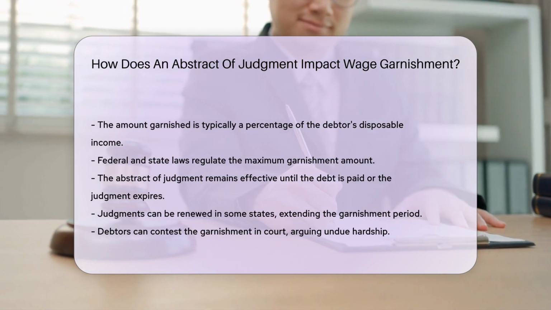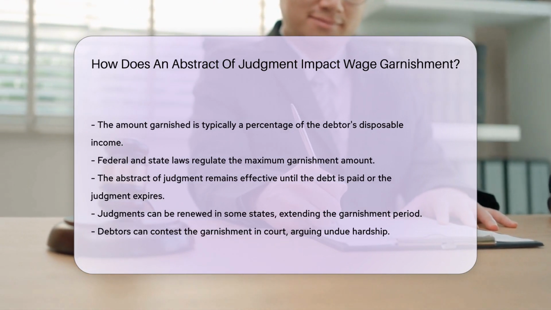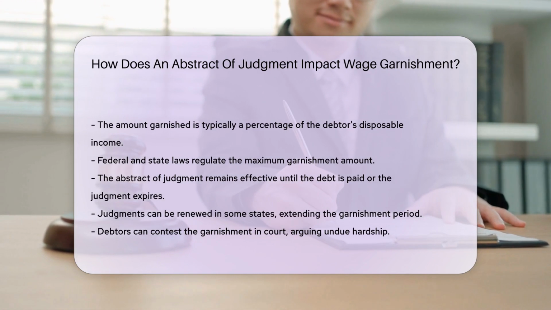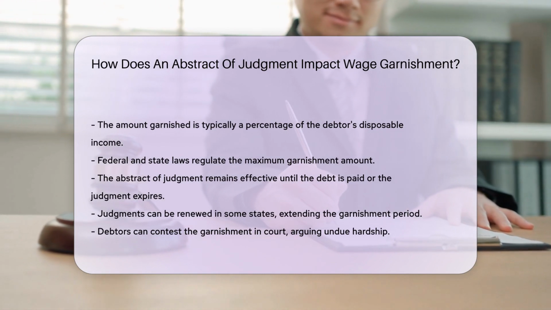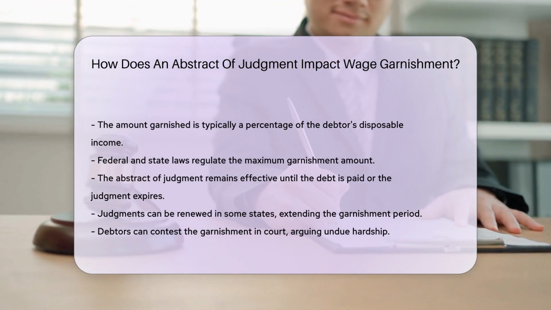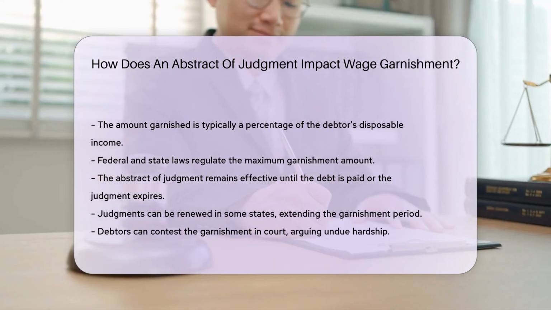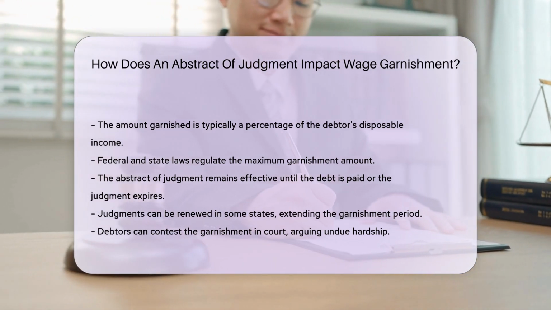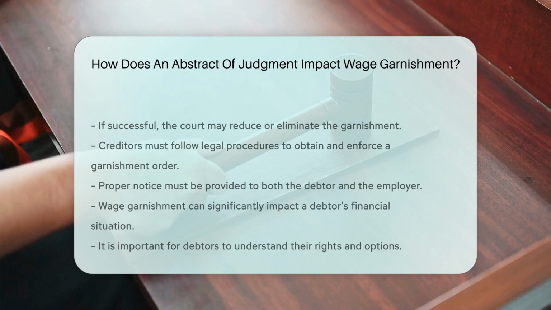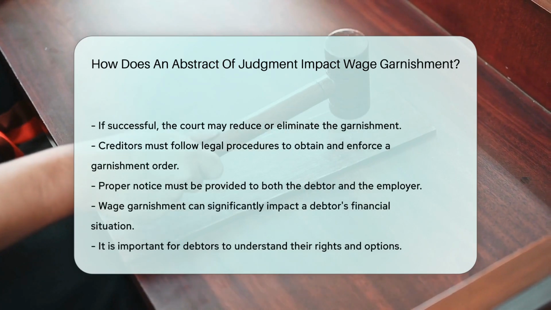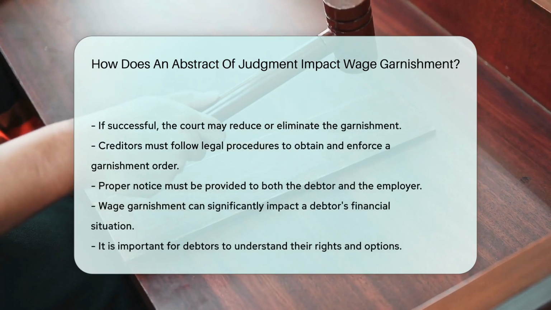The abstract of judgment remains effective until the debt is paid or the judgment expires. In some states, judgments can be renewed, extending the garnishment period. Debtors have the right to contest the garnishment in court. They can argue that the garnishment causes undue hardship. If successful, the court may reduce or eliminate the garnishment.